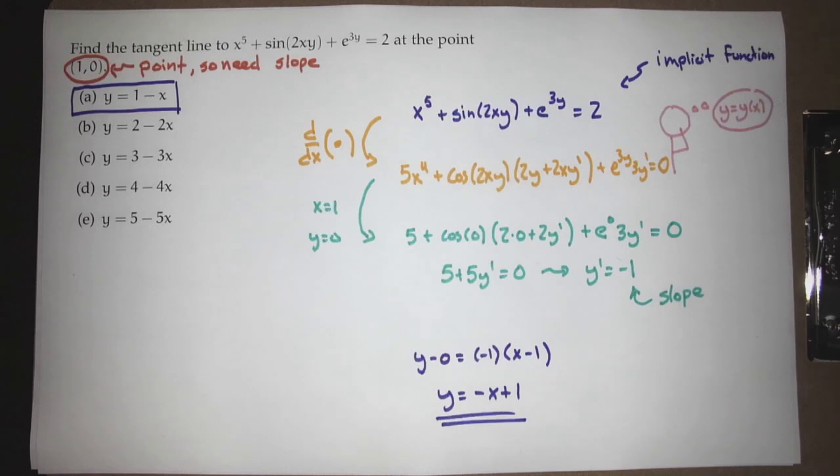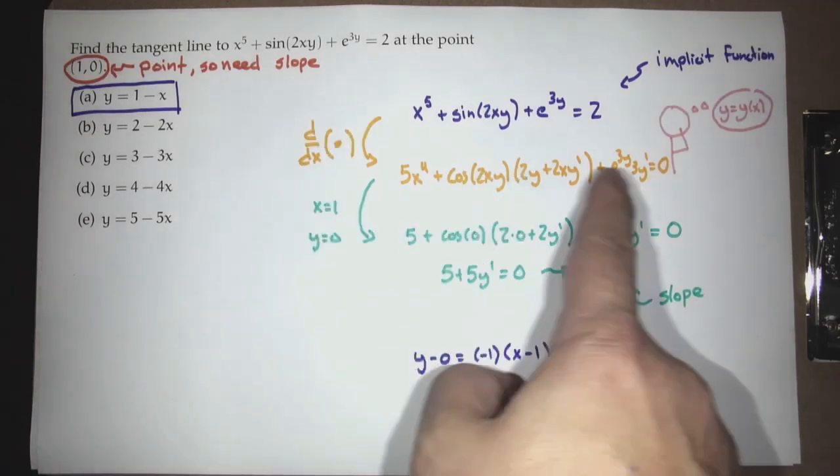Why do we need implicit differentiation? Well, we cannot solve for y as a function of x, nor could we solve for x as a function of y. It's just kind of hopeless. So I say, okay, good news is we have the point, we just need the slope. So we start with our relationship.